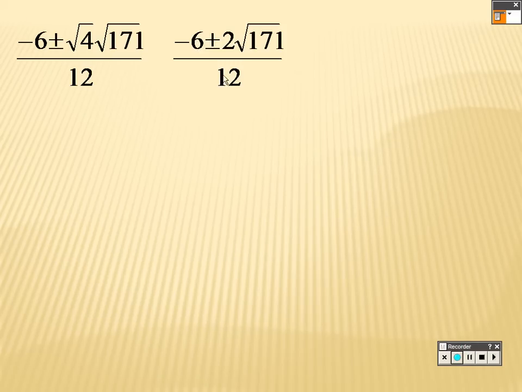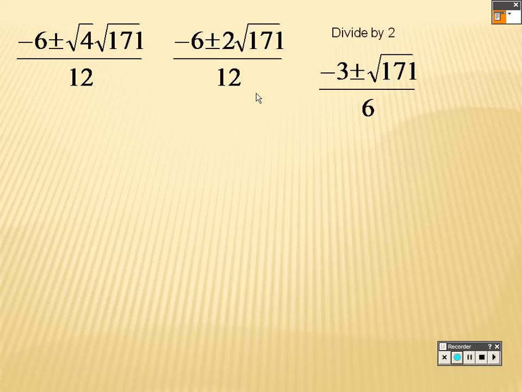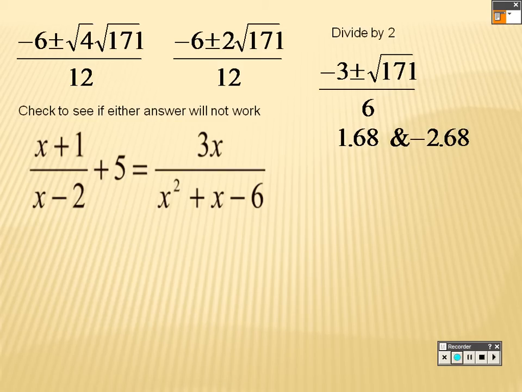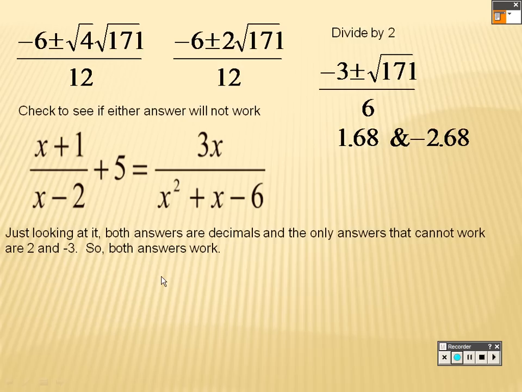And I notice that I can take a factor of 2 out of all those, which gives me negative 3 plus or minus the square root of 171 over 6, which is about 1.68 and negative 2.68 as my final answers. So I have to see if these work. So here's the formula. If I plug in 1.68, do I get 0 on the bottom? No. If I plug in negative 2.68, do I get 0 on the bottom? No. So both answers work.